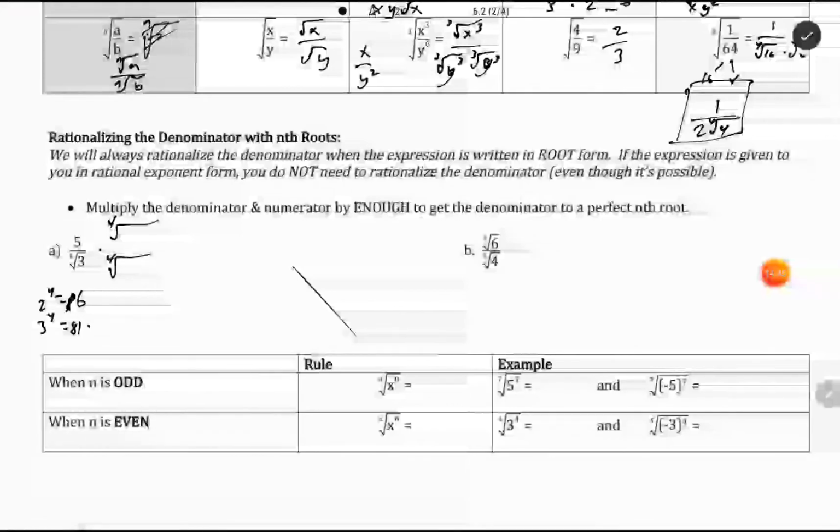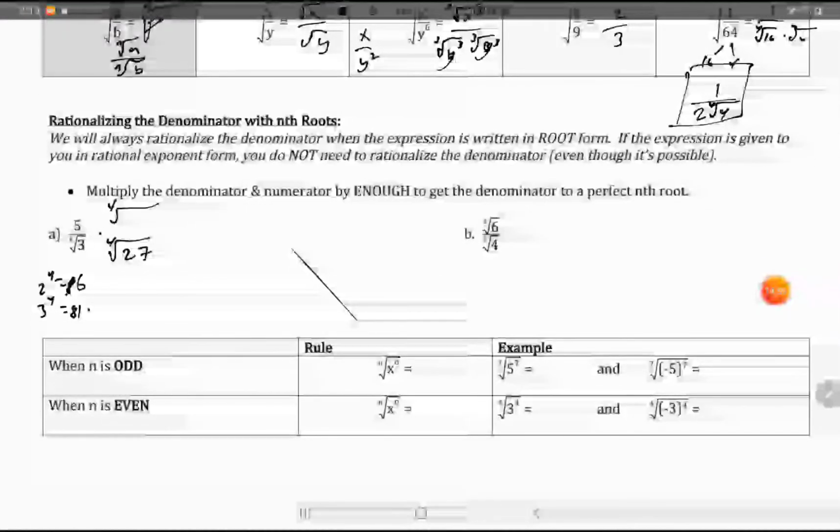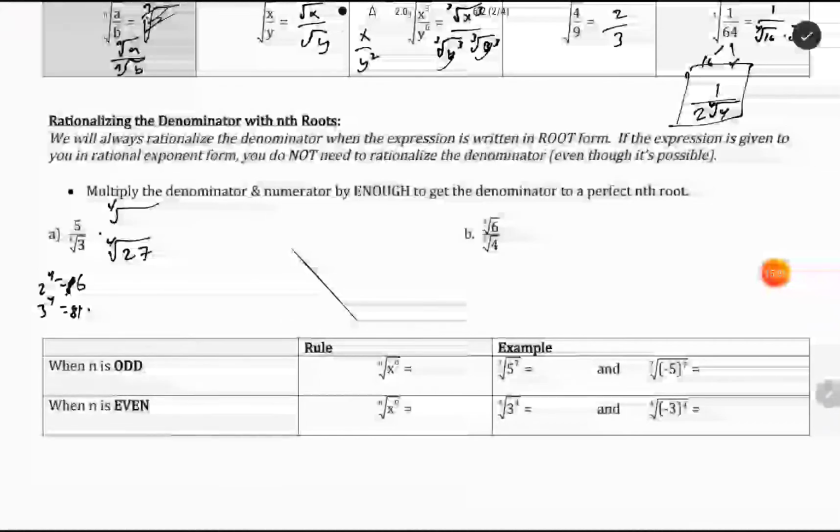So can I multiply 3 by anything to get 81? Yes, I'm going to do it. 3 times 27 is 81. All I did was look at my list. I'm like, maybe 3 goes into 81. It does, 27 times.